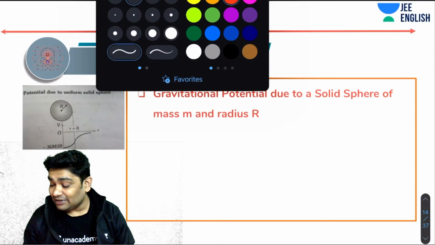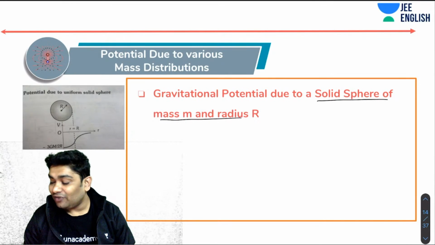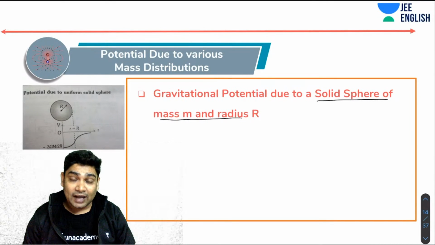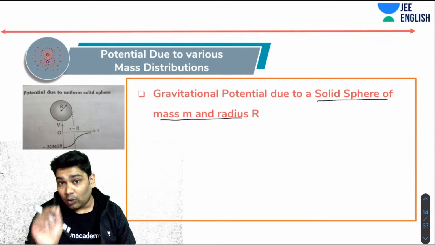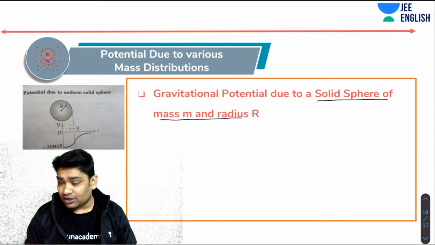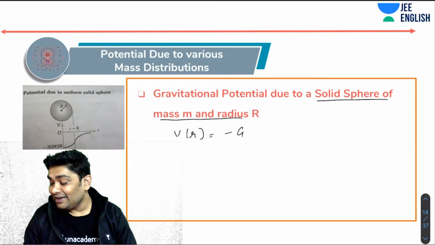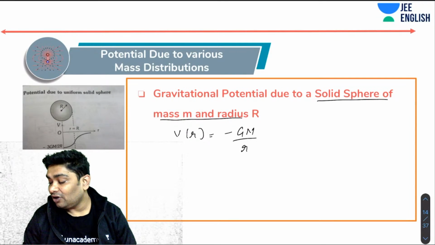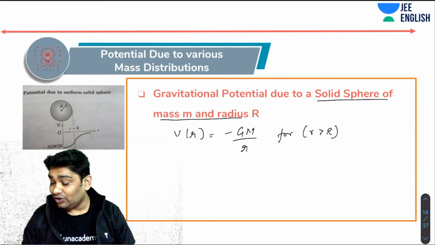So for a solid sphere, by logic, for any point which lies outside the sphere, I should know the potential. Why? Again, the gravitational field would be identical to a point mass kept at the center. So for all points for which r is greater than R, I know the potential: V at any distance r is equal to minus GM over r, for r greater than R. So this is sorted. How about r less than R? That is where we need to work.